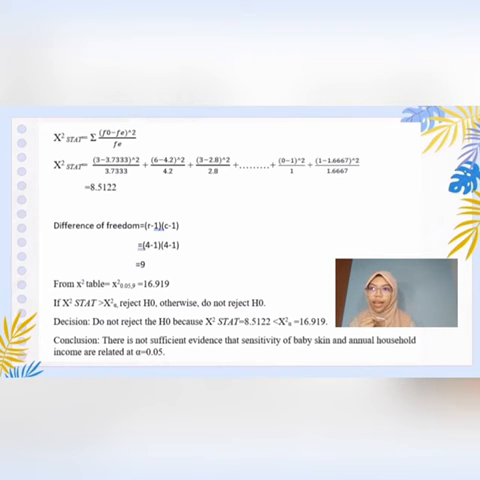We should reject the null hypothesis if the chi-square test statistic is larger than the critical value. Otherwise, do not reject the null hypothesis. From the chi-square table at 5% level of significance and degrees of freedom 9, the critical value is 16.919. Our decision is not to reject the null hypothesis because the chi-square test statistic is smaller than the critical value. The conclusion is that there is insufficient evidence that baby skin sensitivity and annual household income are related at a level of significance equal to 0.05.